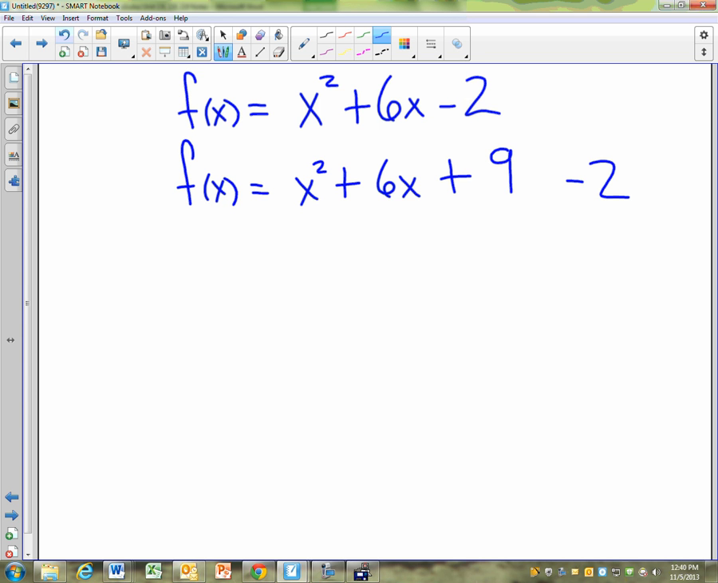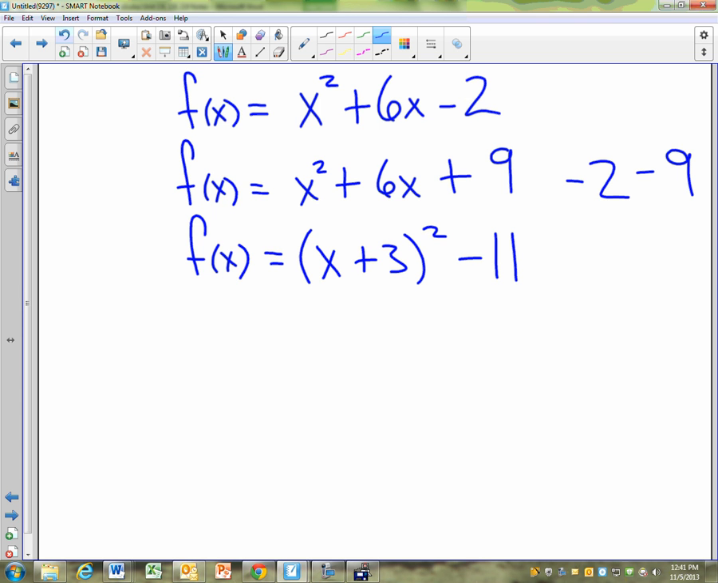If I add 9 to the right-hand side, I have two options. I can add 9 to the left-hand side or subtract it from this side. Because 9 and -9 make 0. So that's my first step, completing the square, maintaining balance. Now this factors down to what? That's my vertex. -3, -11.